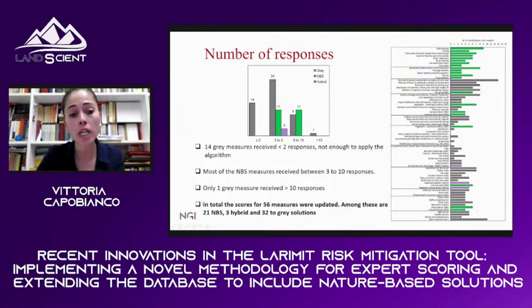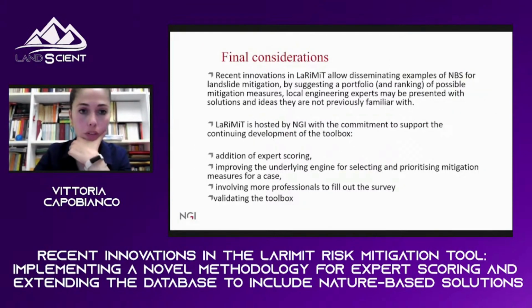And among these, 21 were nature-based solutions, 3 were hybrid, and 32 were gray solutions. You can look at all these results in our publication in the journal Landslides, where you can see also the discussion about this and how, for example, some mitigation measures receive more responses than others, and so forth.